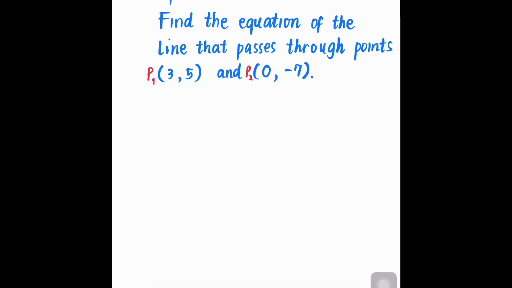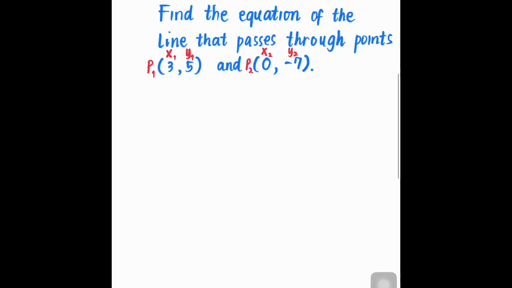So if this is your first point, 3, 5, you label the first coordinate x sub 1, and then this is y sub 1. And then for the second point, this will be your x sub 2, this is y sub 2. If you want the other way around, so if you want the 0, -7 to be your first point and the other point to be the second point, it's okay. It doesn't matter. Whatever you use, you will still get the same equation at the end if you do the math right.